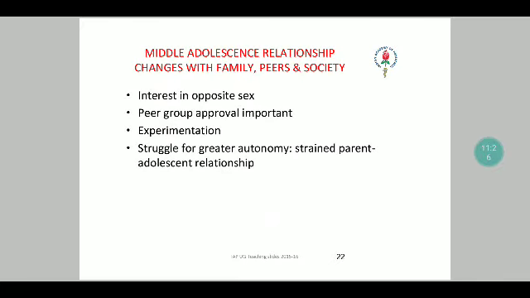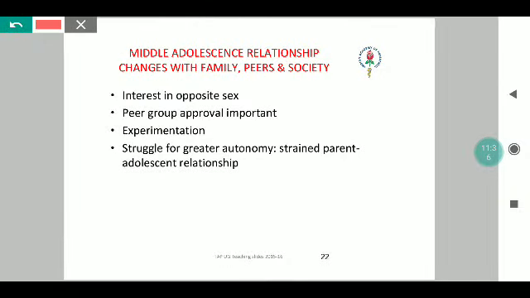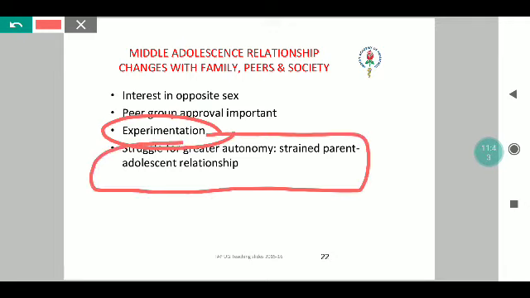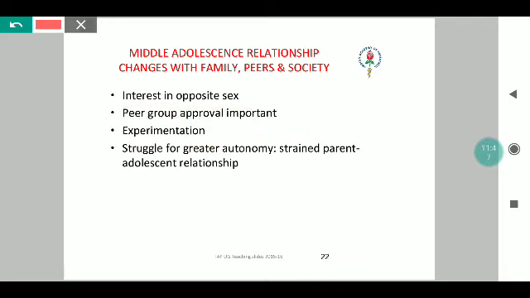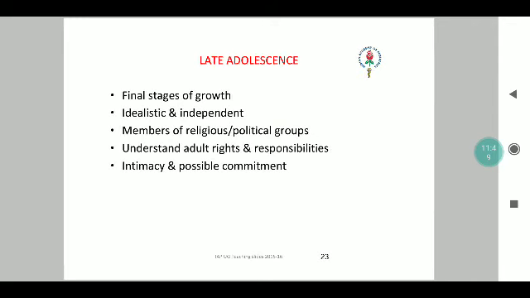Now, if you consider the relationship with society, they consider peer group approval as important. They do tend to go for experimentation, and this is where the risk of social evils and other habits becomes an issue. Apart from that, they do struggle for autonomy, and the relationship with their parents tends to become stressed, along with an increased interest in the opposite sex by middle adolescents.